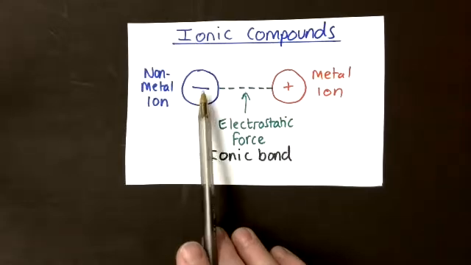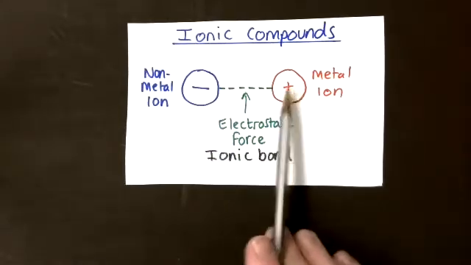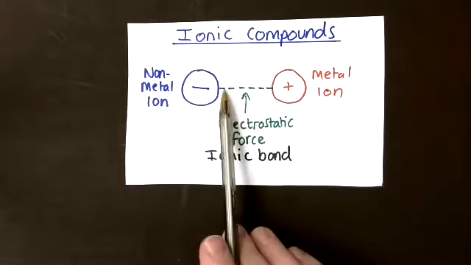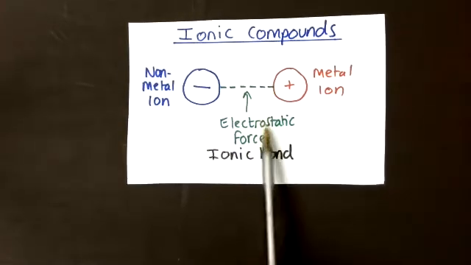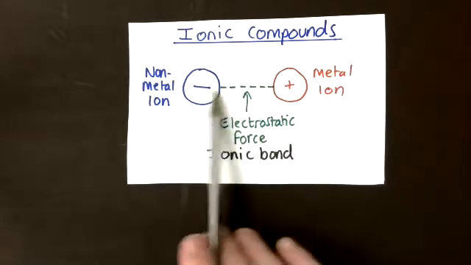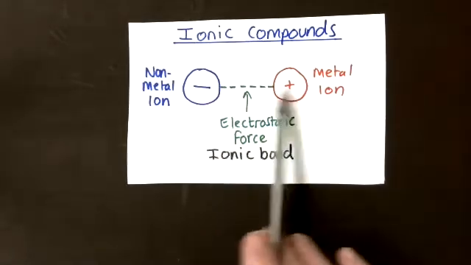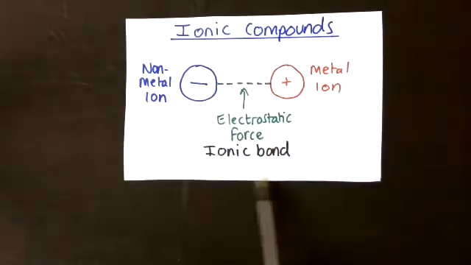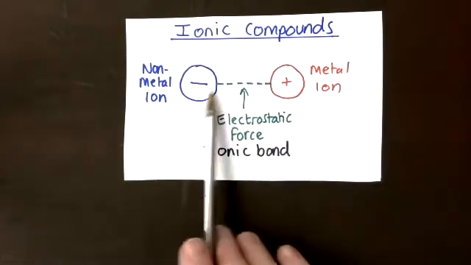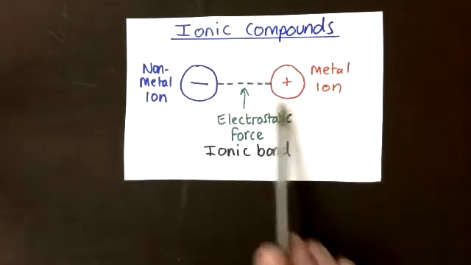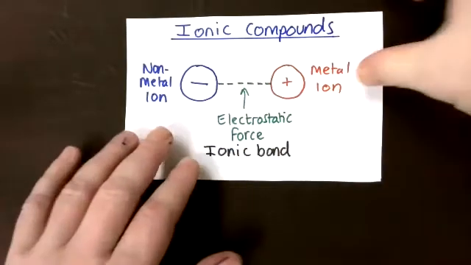Now, because we've got negative and positive and they are opposite, we know that opposite charges attract. So we get this dashed line here that represents an electrostatic force, a force of attraction between the 2 oppositely charged ions. And this forms something called an ionic bond. So when we have 2 oppositely charged ions joined with an ionic bond, we've got an ionic compound.